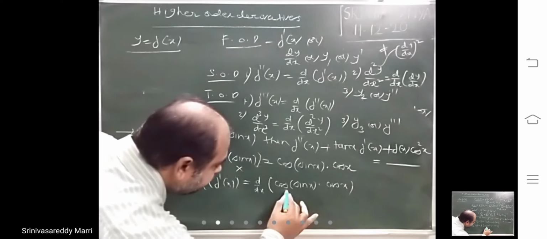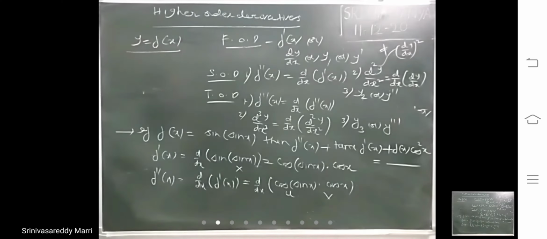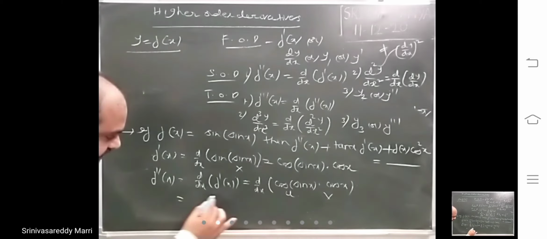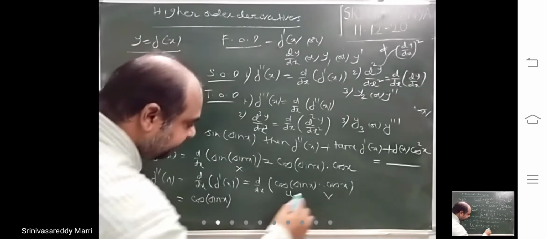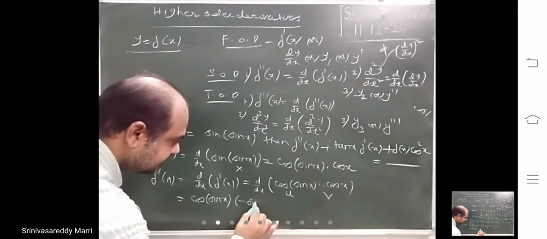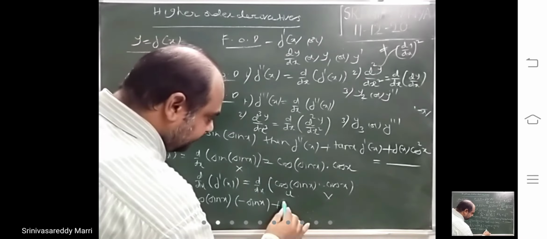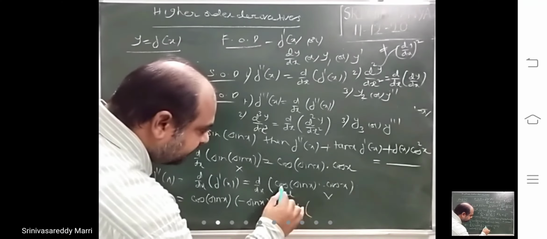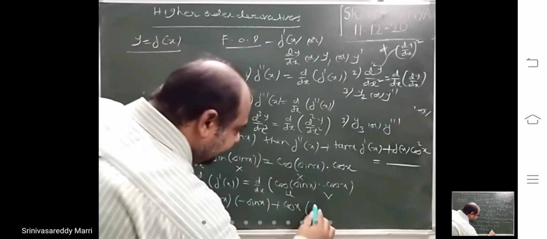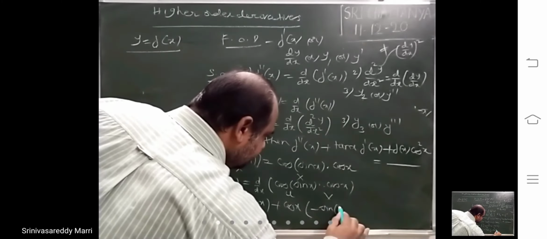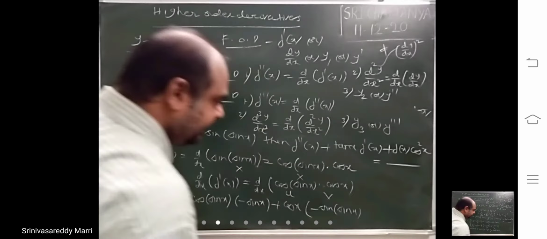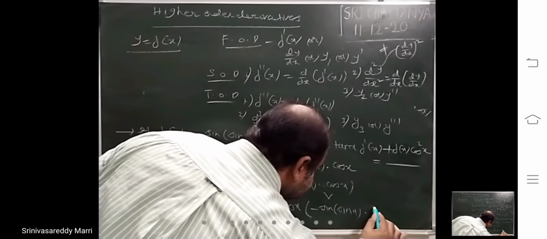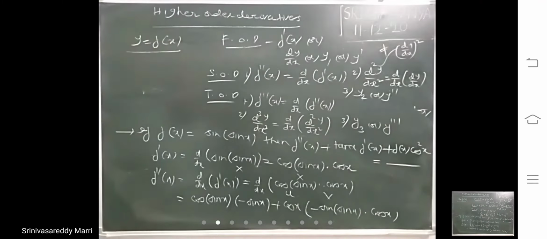Right, now we will apply the uv rule. We take the derivative of each part. So uv means cos of sine x into the derivative of cos x, which is minus sine x, plus cos x into d by dx of cos of sine x, which is minus sine of sine x into the derivative of sine x, that means cos x. So you got the second derivative.